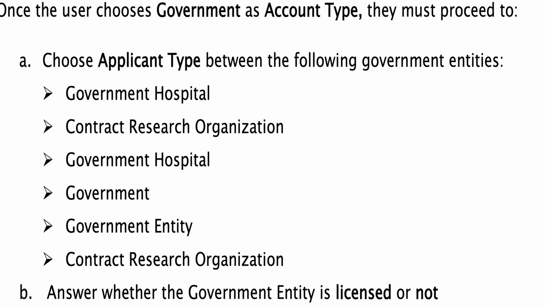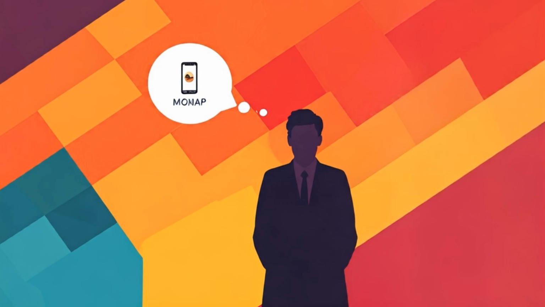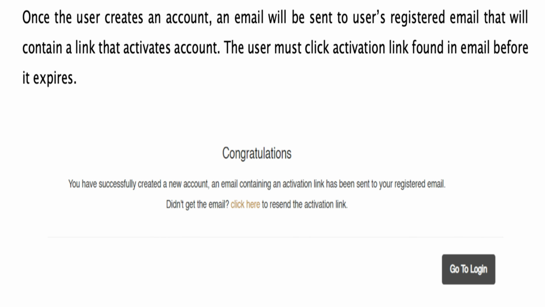So I hope this is very clear and easy to understand, right? Now let's talk about the moment you click any one of the applicant types and how this login ID gets activated. Once the user creates an account, an email will be sent to the user's registered email that will contain a link that activates the account.